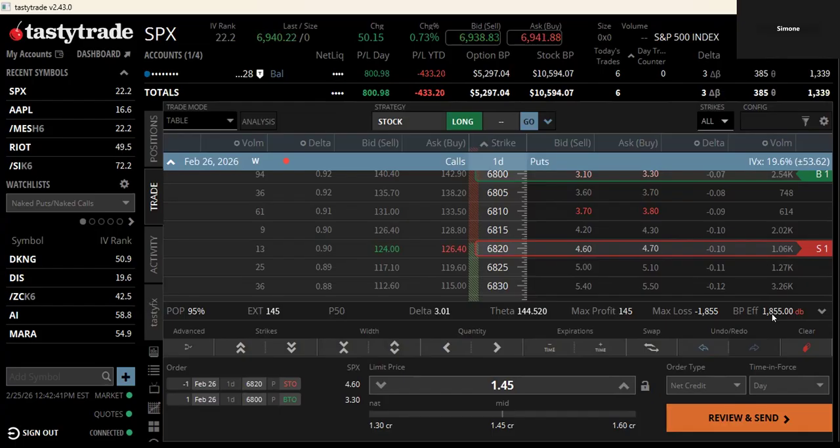So I'll put this trade on around 3:30, 3:45, and then I'll take the trade off tomorrow morning, no later than 10:30, ideally in the morning. So that's how that works.